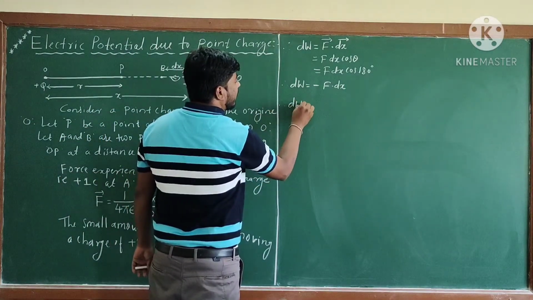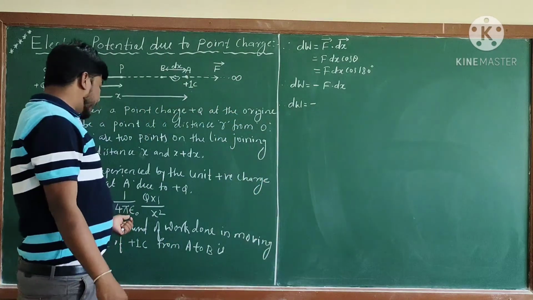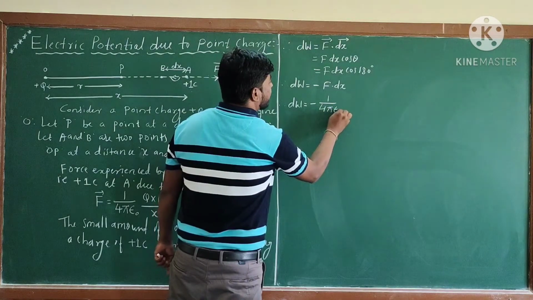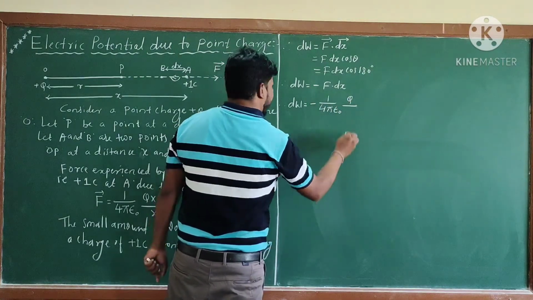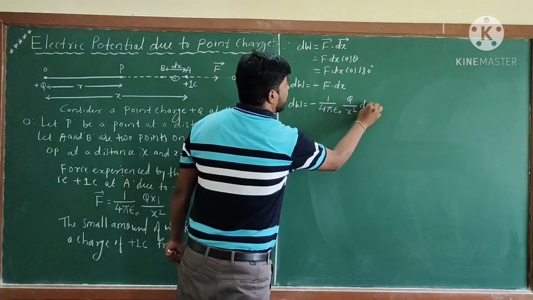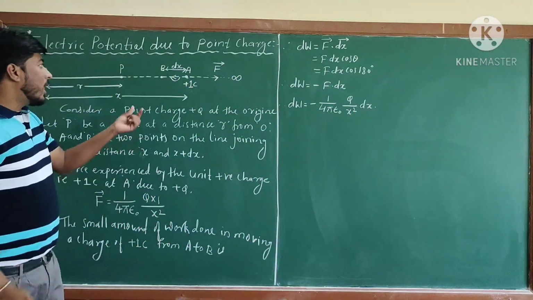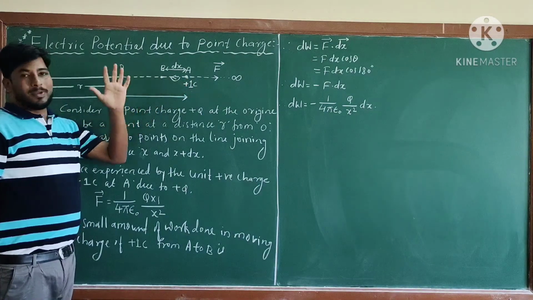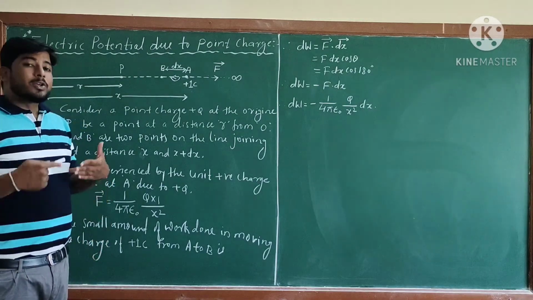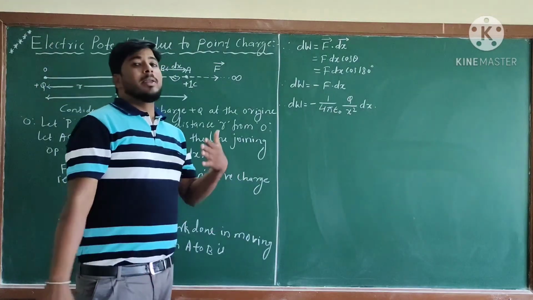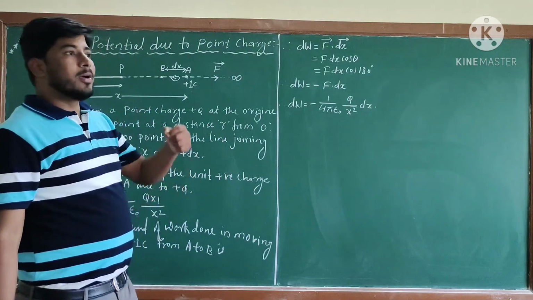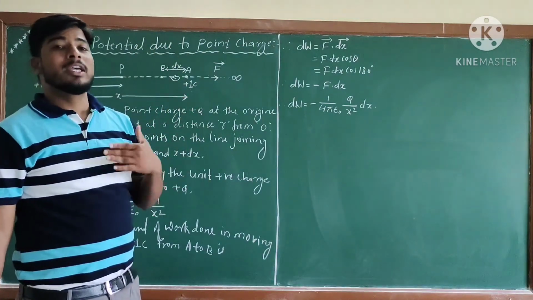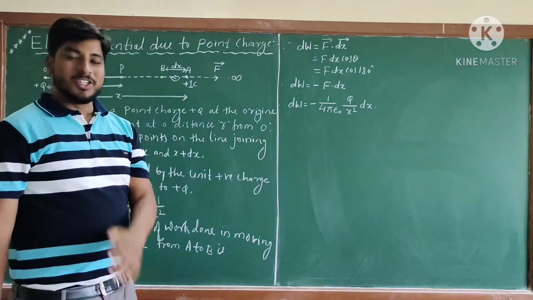So dW is equal to minus of, what is F here? It is 1 divided by 4 pi epsilon naught q divided by x square into dx. This is the small amount of work done in moving a charge of 1 coulomb from A to B. Now the total work done in moving a charge of 1 coulomb from infinity to that point against the electrostatic force is nothing but the electric potential.